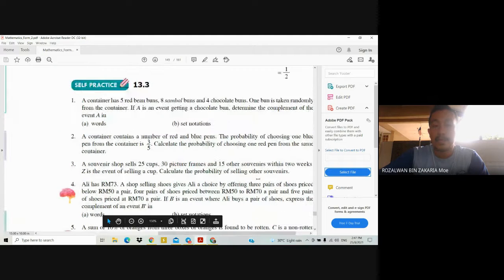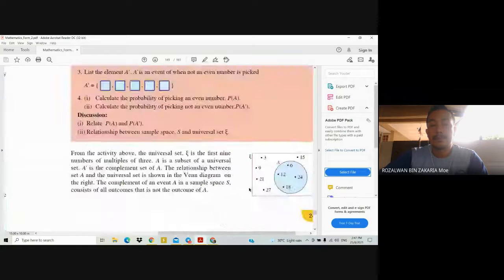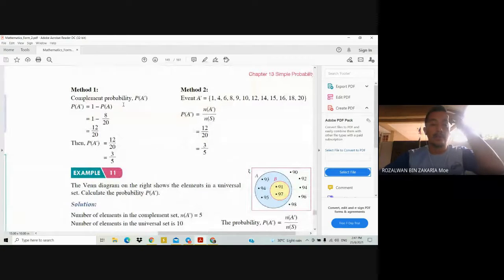So that means it is equal to 1 minus 2/5. Now look here. The complement of the probability for the event A, P(A prime), is equal to 1 minus the probability of the event A, so 1 minus 8/20, and you will get 12/20. You can still simplify it, which is equal to 3/5. So this is the answer for example 10.